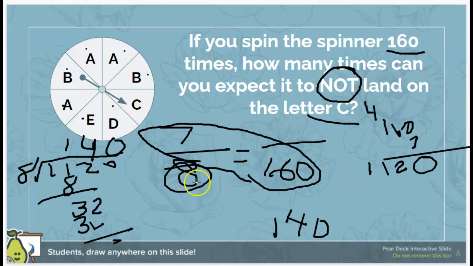Now, I said there was another way to do this. You could have done 8 times 20 gets me 160, so 7 times 20 gets me 140.